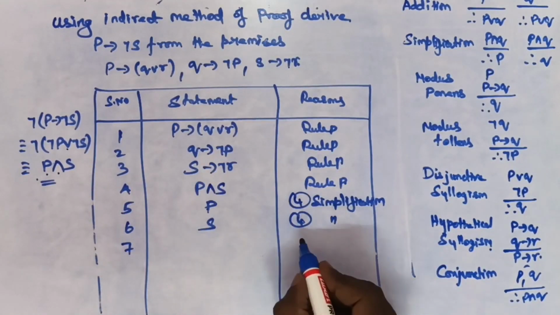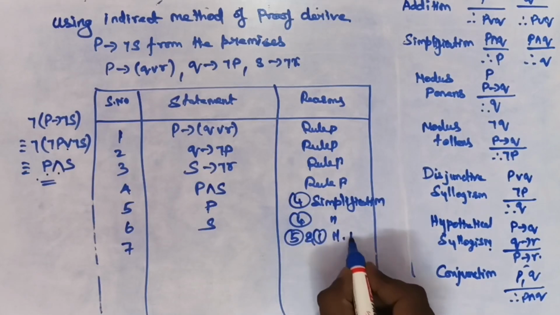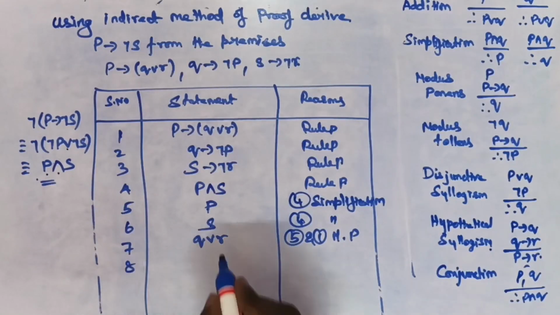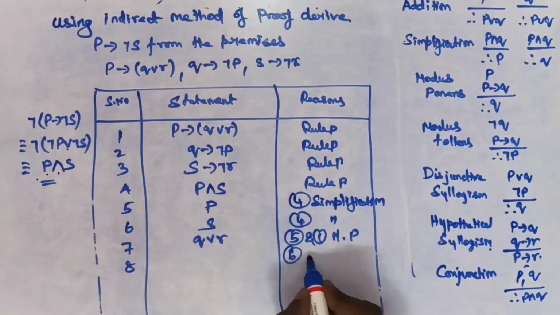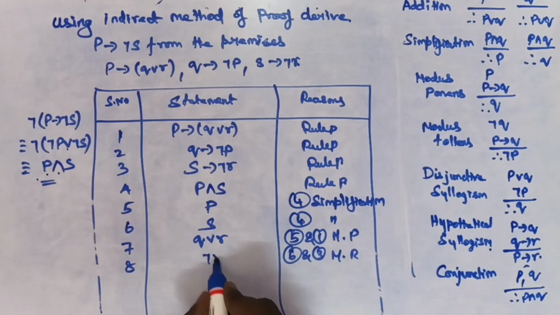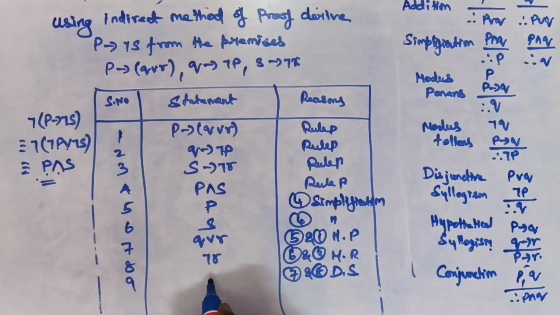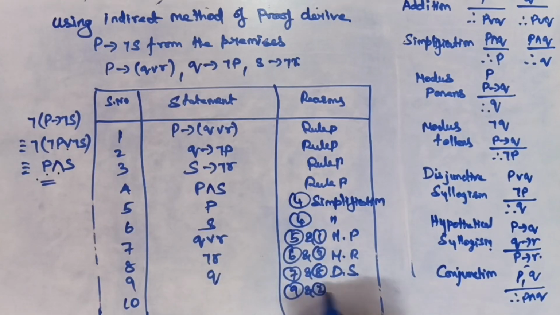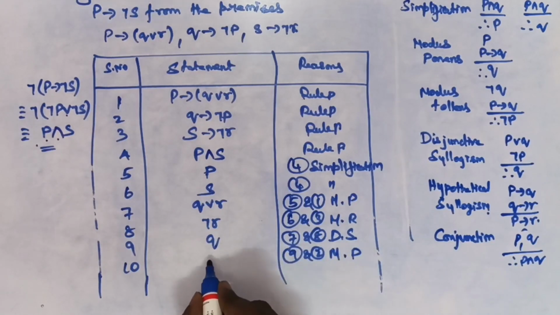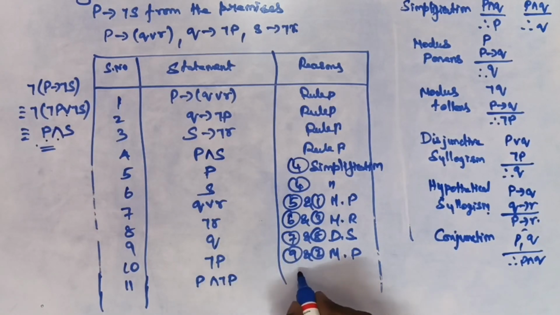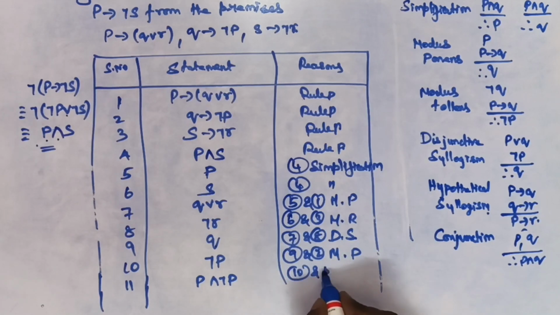Seventh one, 5 and 1, modus ponens, so Q or R. Eighth one, 6 and 3, modus ponens, that is not R. Ninth, 7 and 8, disjunctive syllogism, that is going to give Q. Tenth one, 9 and 2, modus ponens, so you will get not P. Eleventh one, P and not P, that is 10 and 5, conjunction.